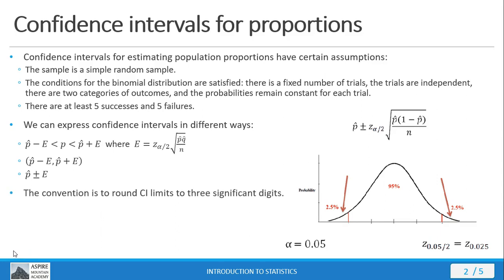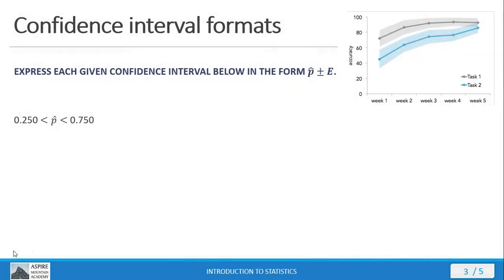Common convention for dealing with confidence intervals is to round the limits to 3 significant digits. This is true not only of proportions, but also of confidence intervals for other population parameters. Let's take a look at some practice examples where we're practicing dealing with these formats.